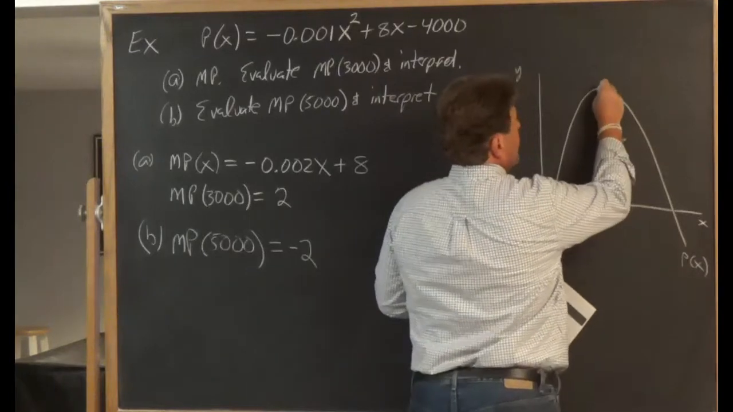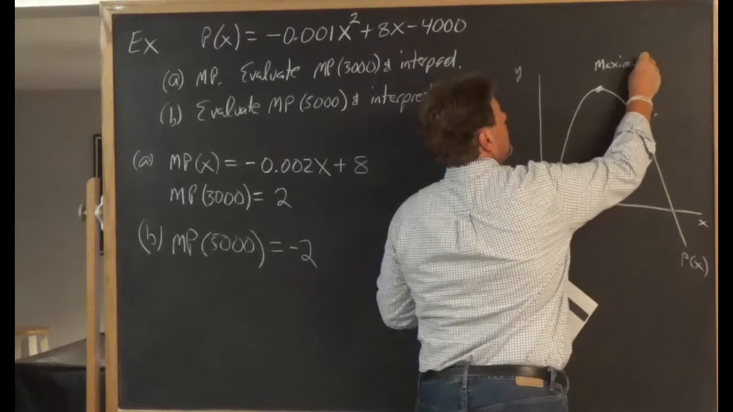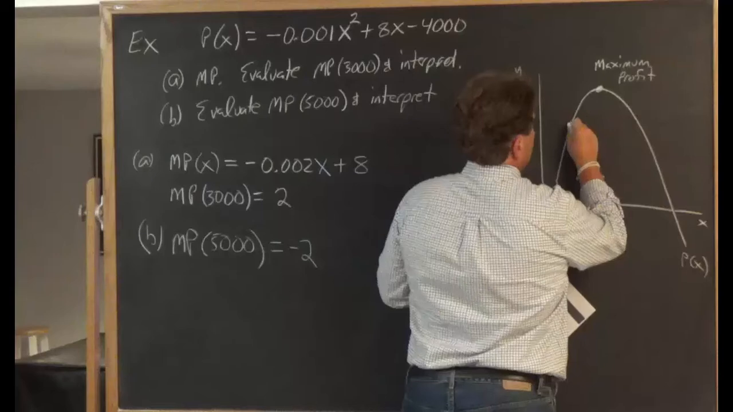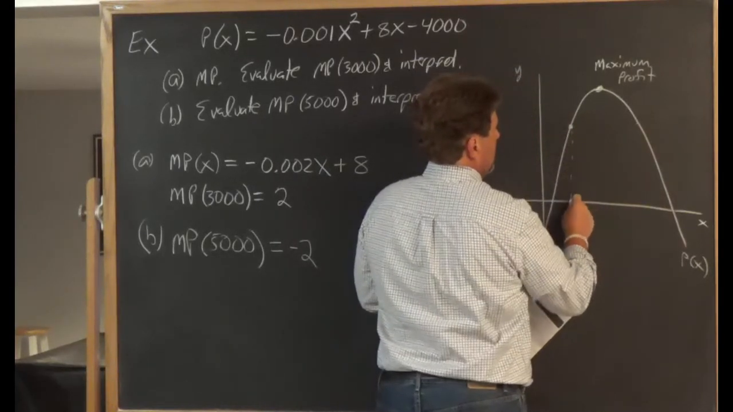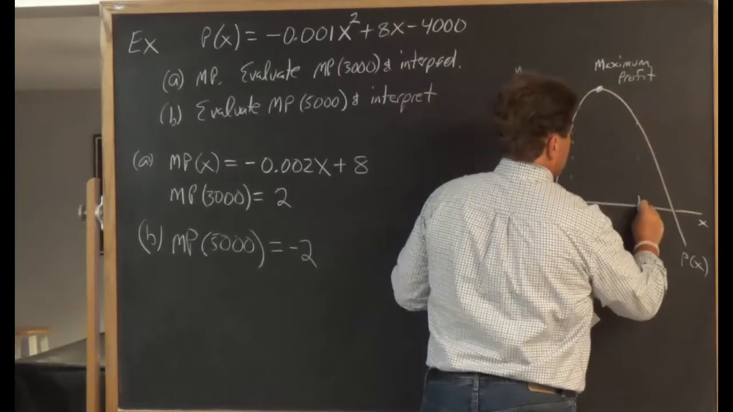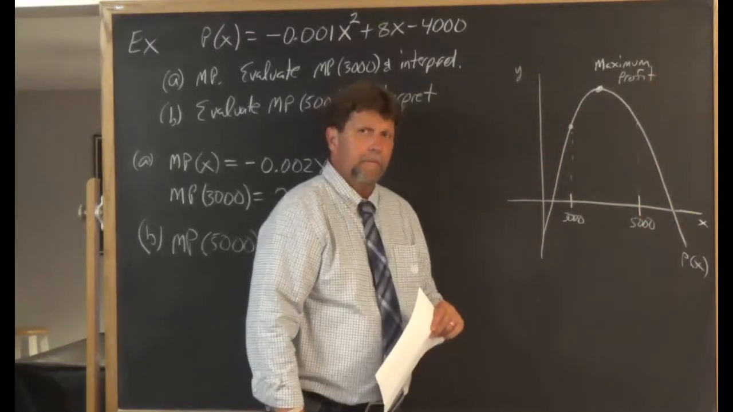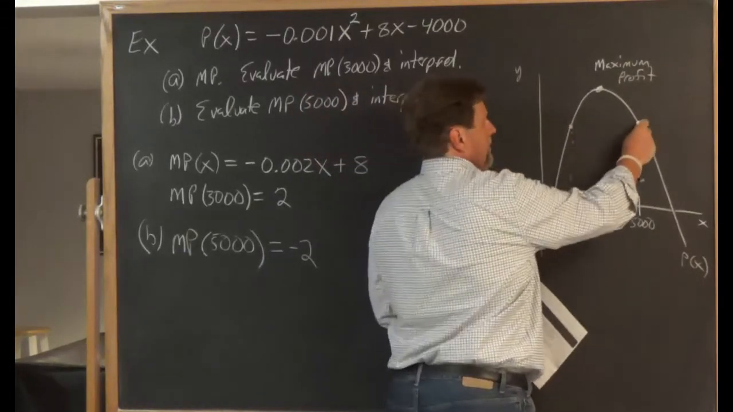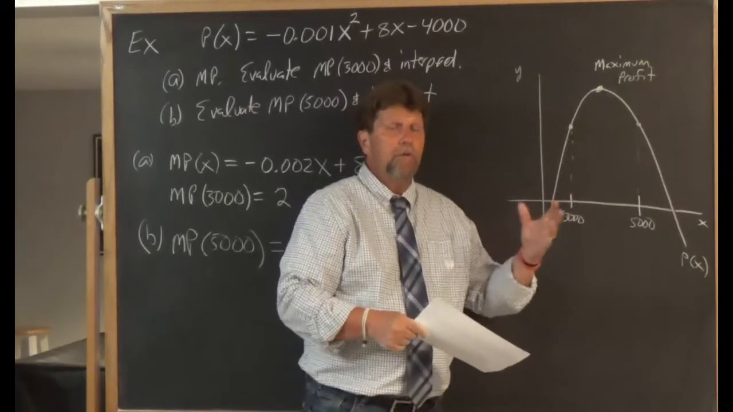Clearly, right here, that's where profit is maximized. So let me just arbitrarily say right here, that was 3,000, and here's 5,000. Notice that with both 3,000 bobbleheads being made and 5,000 bobbleheads being made and sold, you have a profit on both of them.